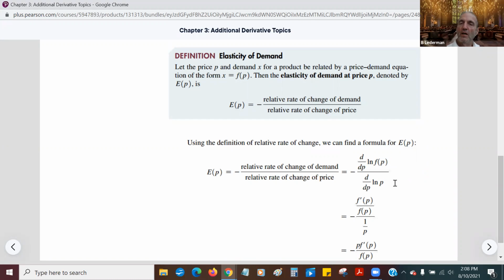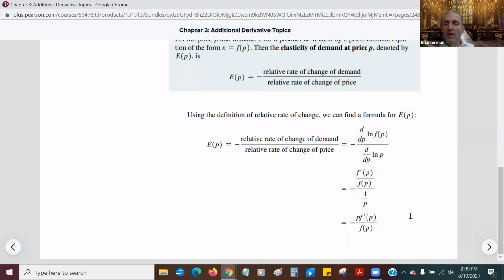So the derivative of ln of f of p is f prime over f, and don't forget there's a negative sign there. Let's not forget that negative. And the derivative of ln p is just 1 over p, and if you simplify this fraction a little bit, it becomes negative p f prime over f, and that's how you crunch out the elasticity of demand at price P.